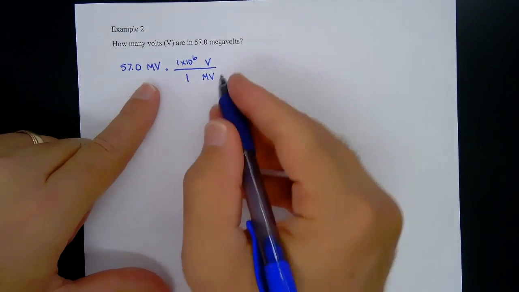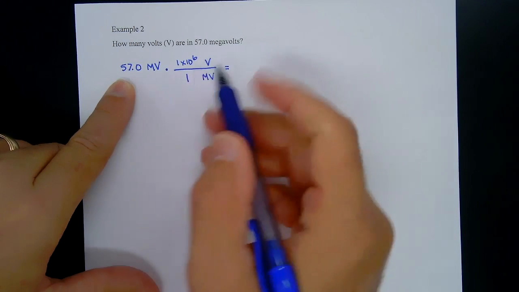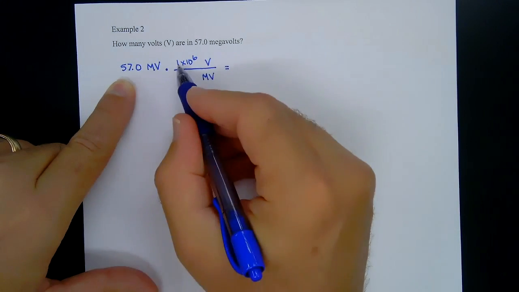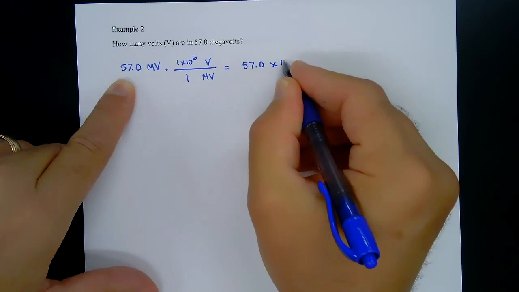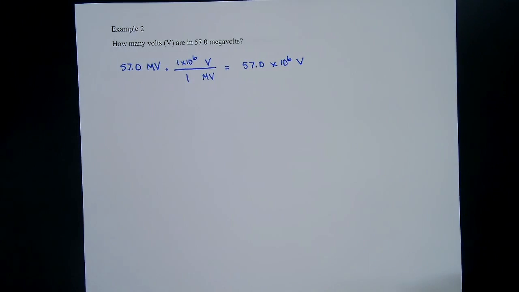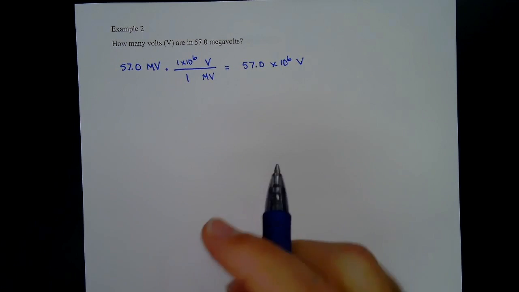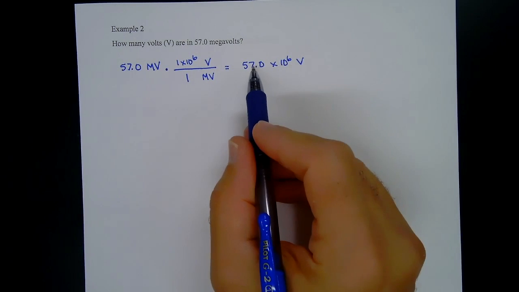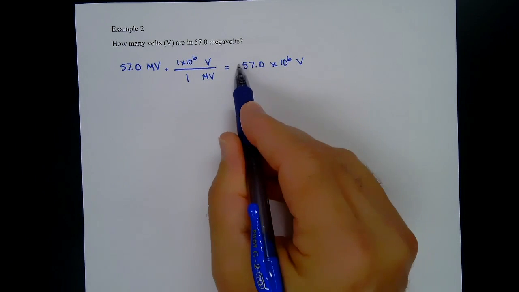So our megavolts cancel, and we're left with 57.0 times 1 times 10 to the 6th. So 57.0 times 1 is 57.0 times 10 to the 6th volts. Okay, so now this isn't correct yet, because this number needs to be between 1 and 10. It can be 1, but it can't be 10. So how can we write this number in scientific notation?